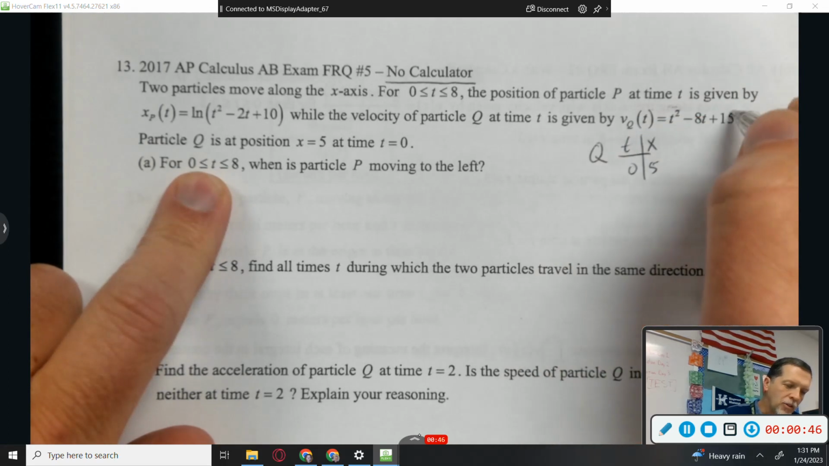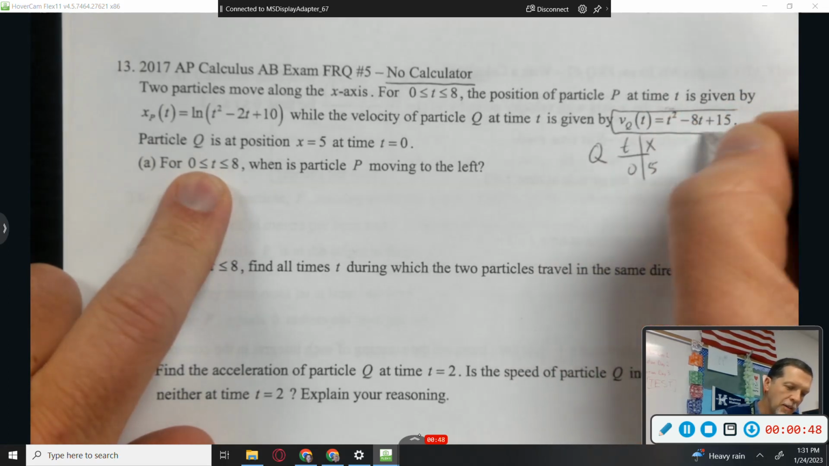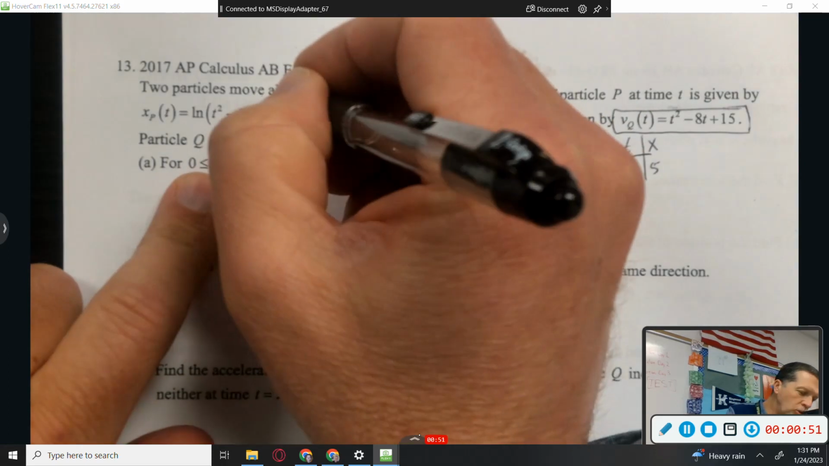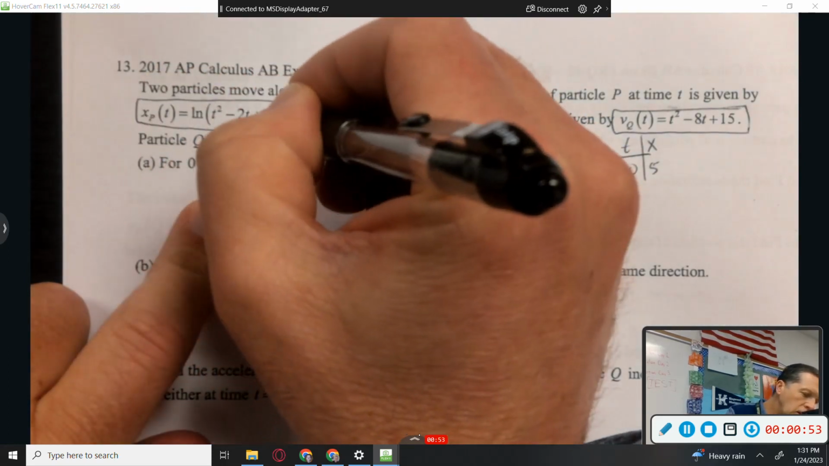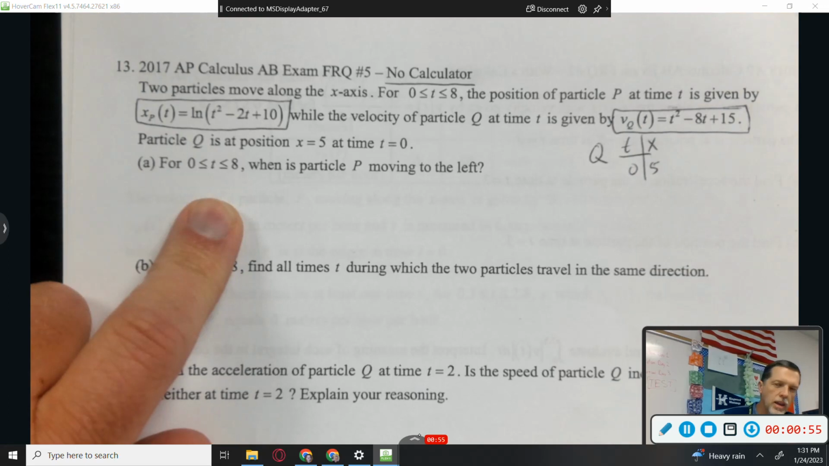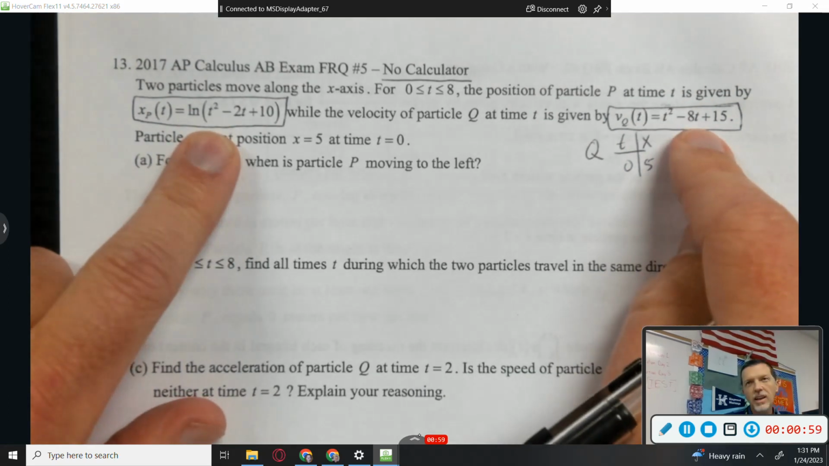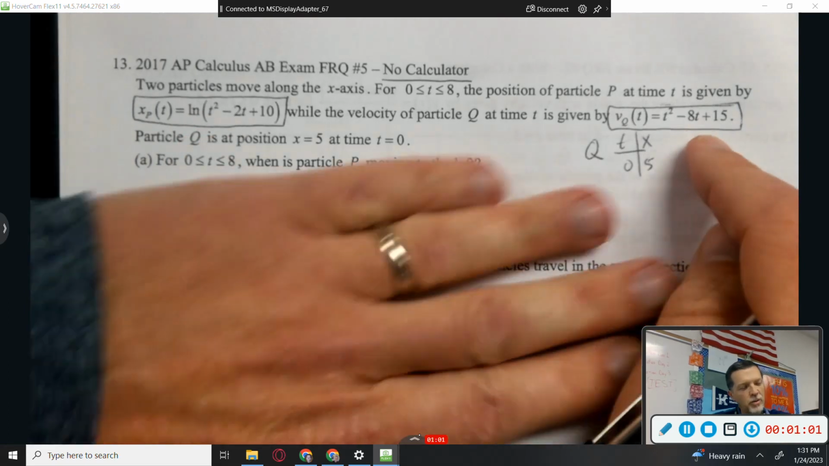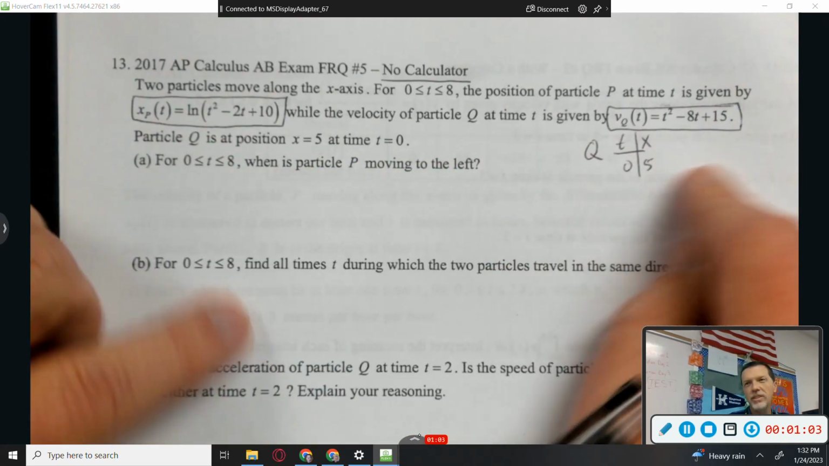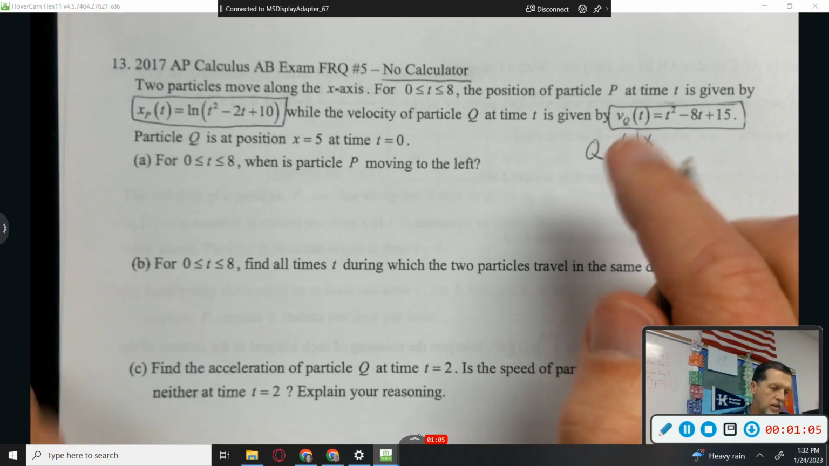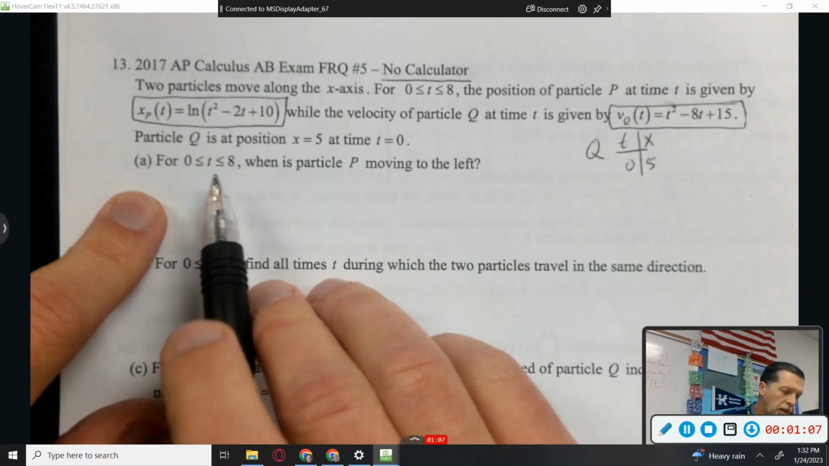Okay, I've got to be super careful here because this time, not only do I have two separate particles, p and q, one of them they gave me the position, one of them they gave me the velocity. And I mean, I don't even have to read. I'm sure I'm going to be taking derivatives and integrals of different pieces. So let's see what happens here.